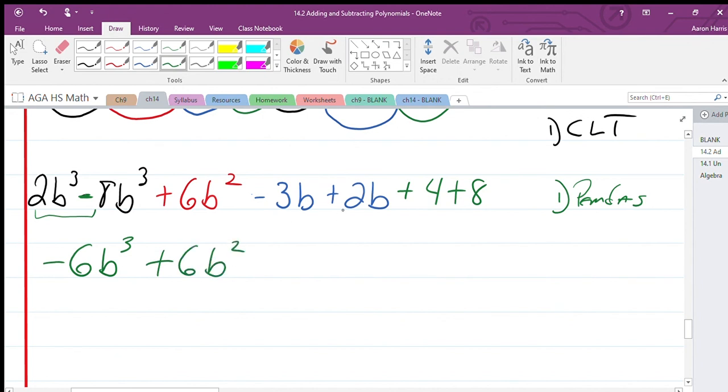This is negative 3 plus 2. Opposite signs. So what do we do? Subtract the smaller from the bigger. So I get 3 minus 2. Keep the sign of the bigger number. So negative, that's really 3 minus 2 is 1. So I get negative 1b. I don't really have to write the 1, okay?